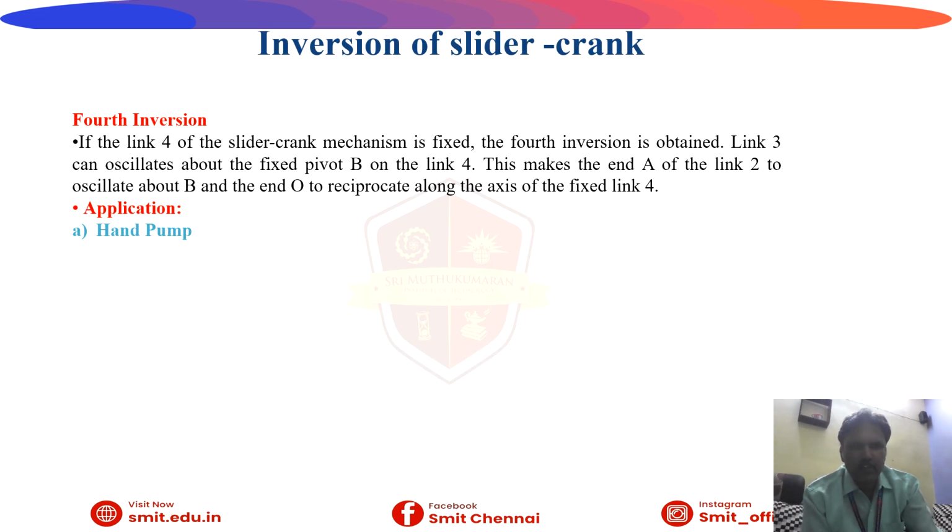Then the fourth inversion: if link 4 of the slider crank mechanism is fixed, the fourth inversion is obtained. Link 3 can oscillate about the fixed pivot B on link 4. This makes link 2 oscillate about B, and the end O reciprocates along the axis of the fixed link 4. That is, we can see a hand pump. The hand pump we can see clearly.